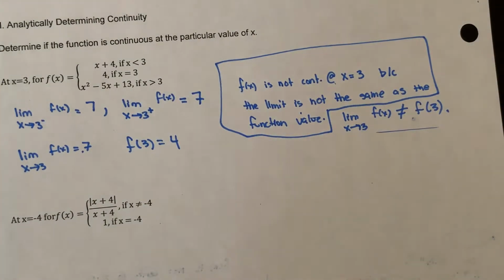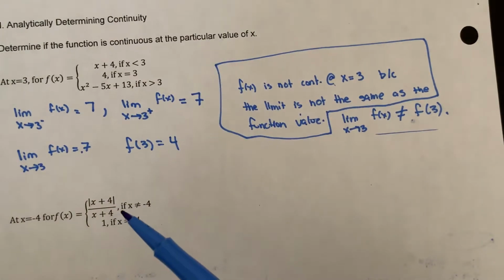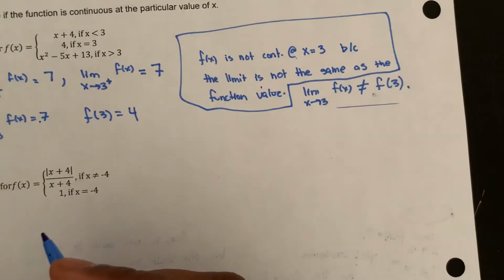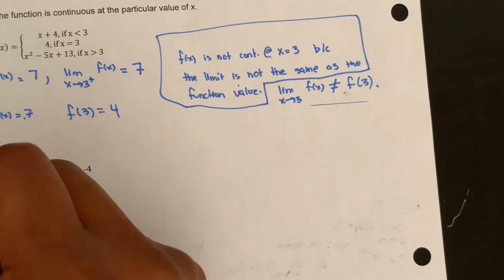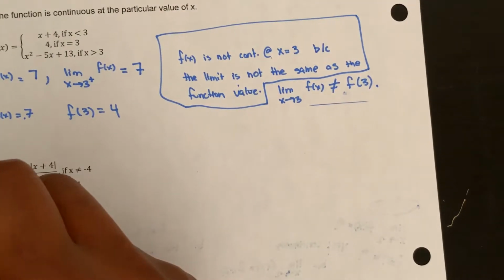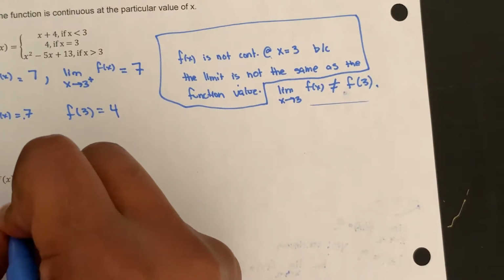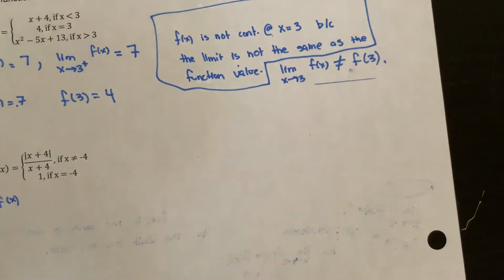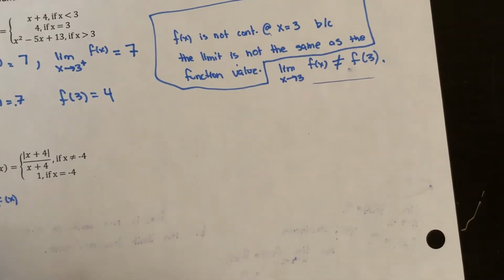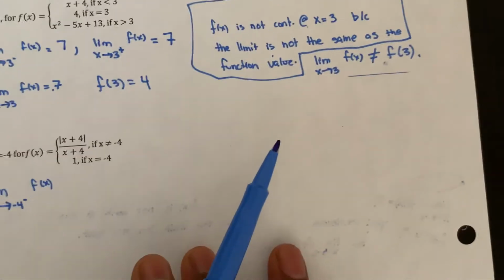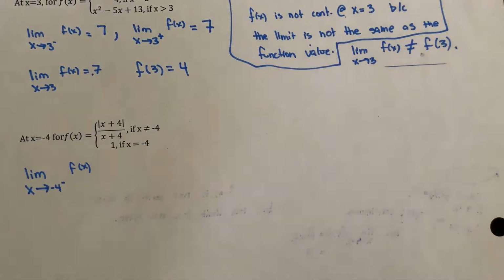For the next example, we have an absolute value function. So we're trying to determine if the function is continuous at x equals -4. So we need to do the same thing. First, we need to know the limit as x approaches -4 from the left for f of x. So that means if we're approaching -4, the x isn't -4, so we need to use the top thing. But what do we do for an absolute value function?